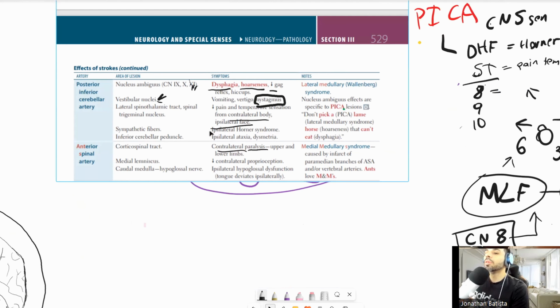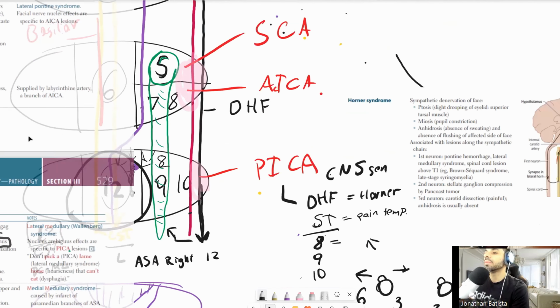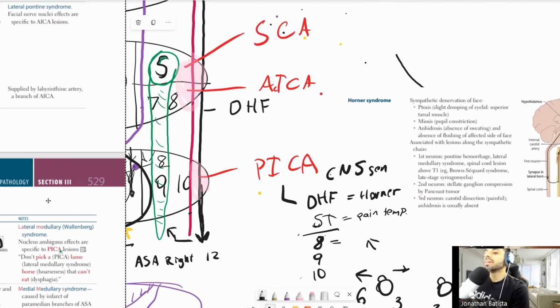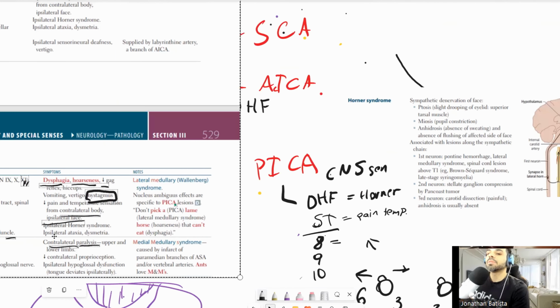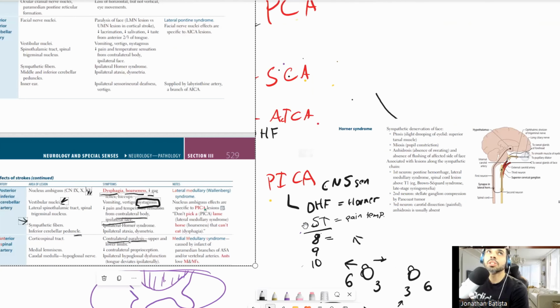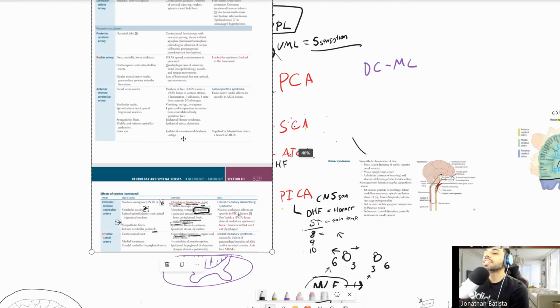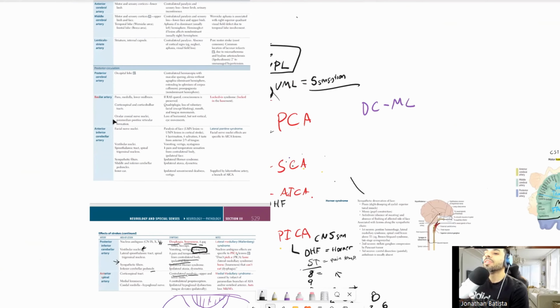Sympathetic fibers, that's the Horner one. We mentioned that. That's the descending hypothalamic. They call it sympathetic fibers, but just to be exact, that's the descending hypothalamic. Inferior cerebellar peduncle. We said the cerebellum is involved in the lateral side. Remember, I drew it as pink. So you'll have cerebellar issues, ipsilateral ataxia and dysmetria. Look at that. Everything we mentioned basically is attached to all of these strokes.